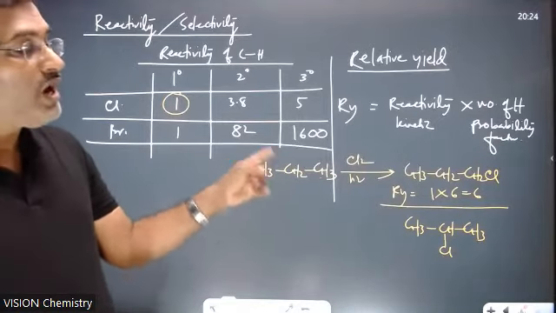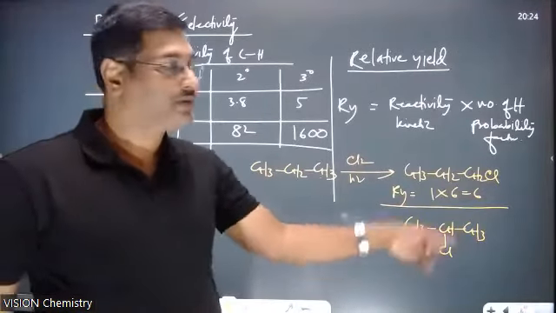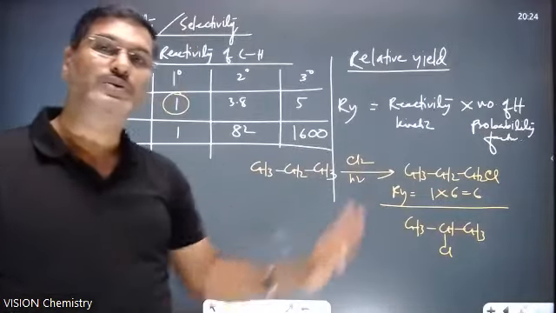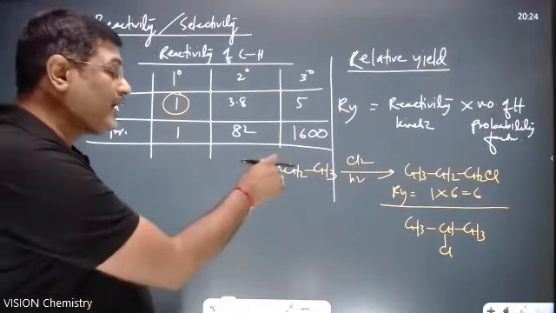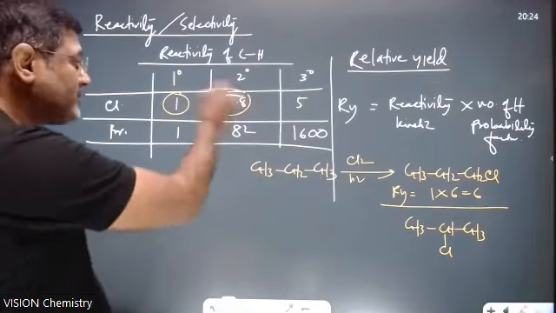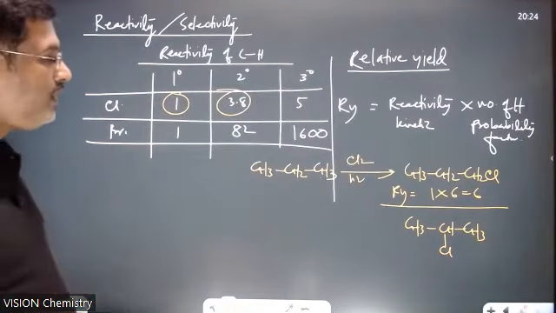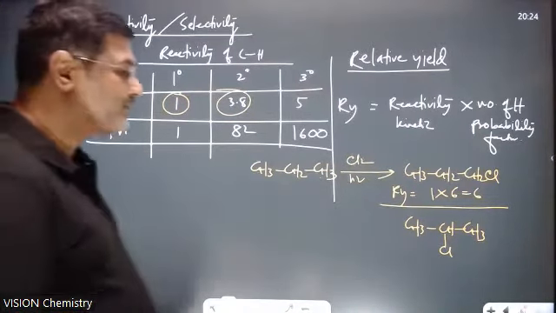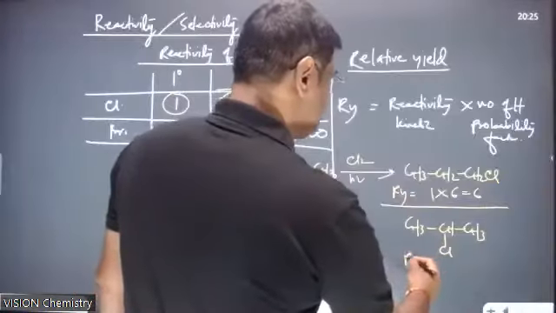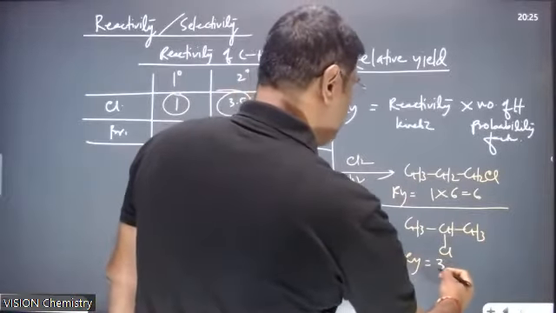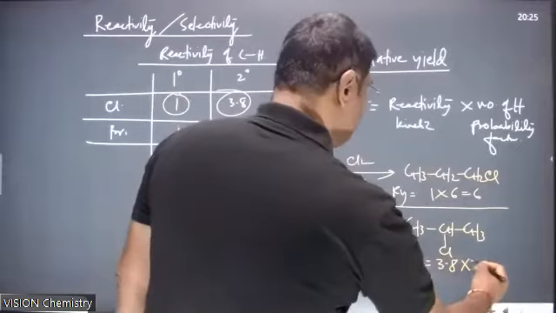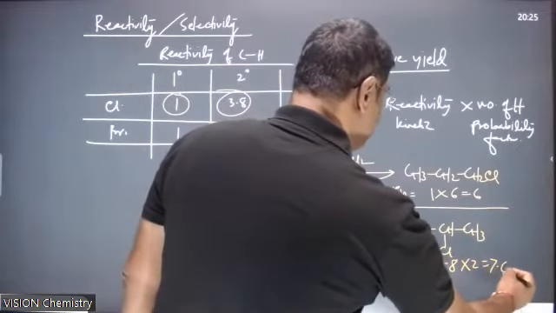And 2 hydrogens are responsible for this product, so the number of hydrogens will be 2 for this one. This is the secondary hydrogen, and what's the reactivity value? Reactivity value is 3.8. So the relative yield is equal to 3.8 into 2, which is 7.6.